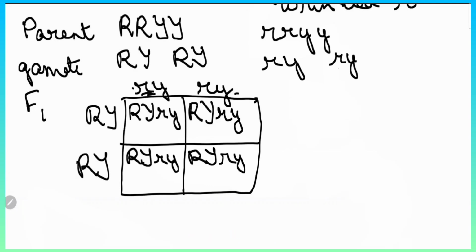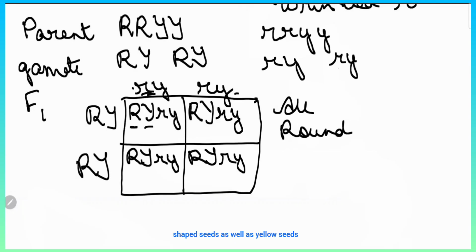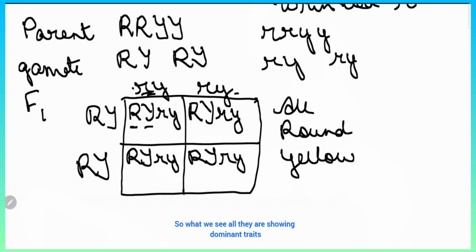Since all of them contain the dominant trait, dominant R, dominant Y, which is represented by capital letters, all the plants will be having round-shaped seeds as well as yellow seeds. I mean both will be showing the dominant traits. So all of them are showing dominant traits. That means the phenotype of all the plants in the F1 generation will be round and yellow seeds.